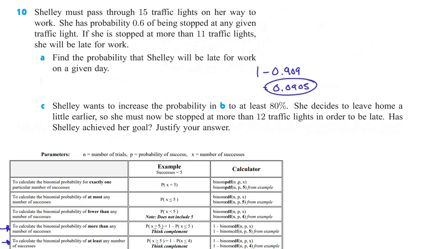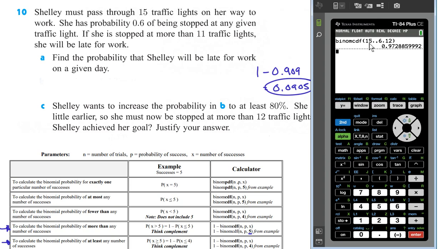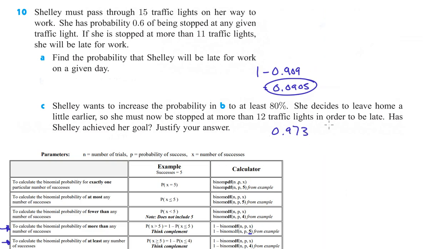If this was more than 5, we're actually going to put 5 in here. I went through and did that already to save us a little time. So 15 trials, 0.6 probability of being stopped, and then it's got to be at least 12. That gives us a 97.3% chance, 0.973. She now has to be stopped more than 12. Has she achieved her goal of being on time up to 80%? Yes, that's definitely over 80%.